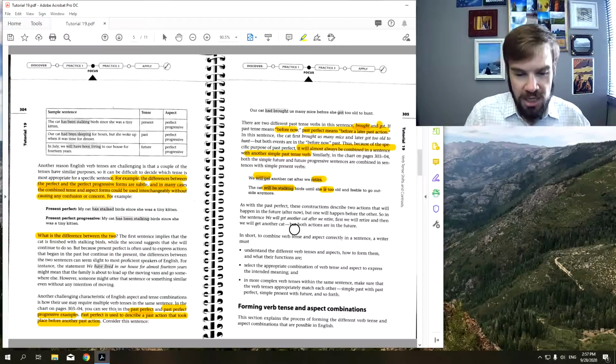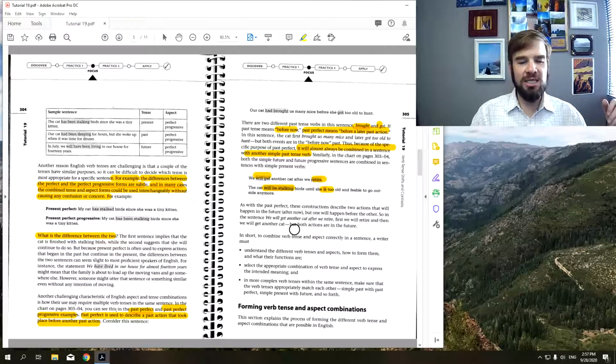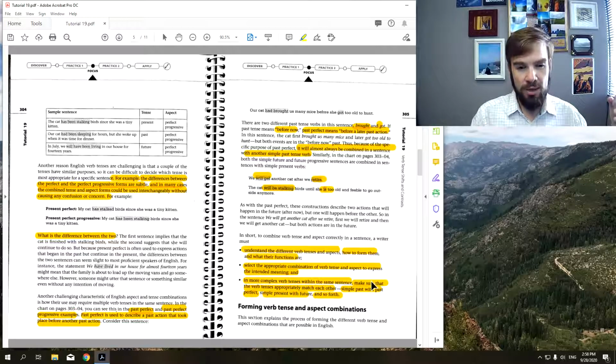In short, to combine verb tense and aspect correctly in a sentence, a writer must, and here's her summary of this introduction part: First, understand the different verb tenses and aspects, how to form them, what their functions are. Two, select the appropriate combination of verb tense and aspect to reflect the intended meaning. And finally, number three, in more complex verb tenses within the same sentence, make sure that the verb tenses appropriately match each other. So, simple past with past perfect, simple present with future, and so on.